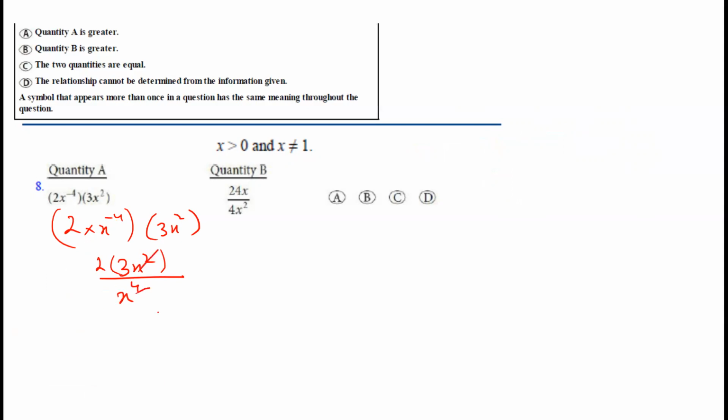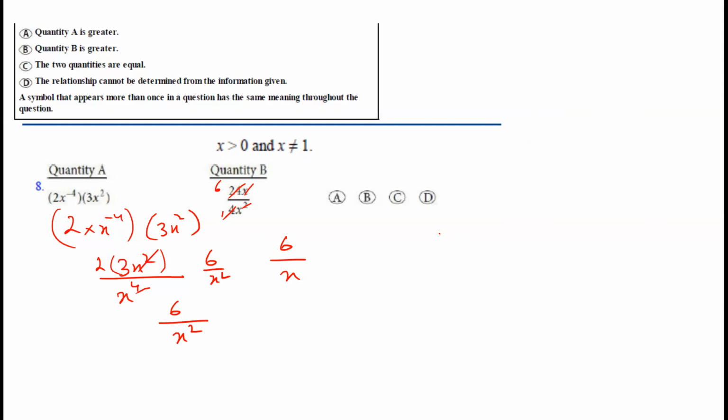So x squared cancels out, and we get 6 divided by x squared. And over here, 2 ones are 2, 2 threes are 6, so we have 6 over x. So this x and x cancel out. So quantity A is 6 upon x squared, and quantity B is 6 upon x.